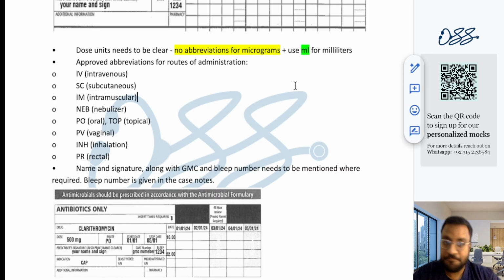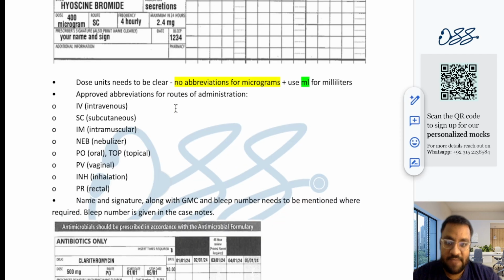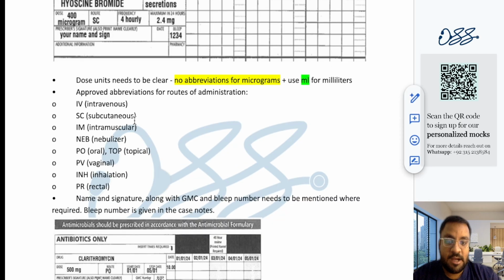Microgram. Really important thing. A lot of people end up making this mistake that they write 400 mcg and then they just assume that that is fine, but you're not supposed to do that. Microgram needs to be written as microgram. Really, really important pointer that you need to have in your mind. Other than that, do not use any other abbreviation other than the approved ones.